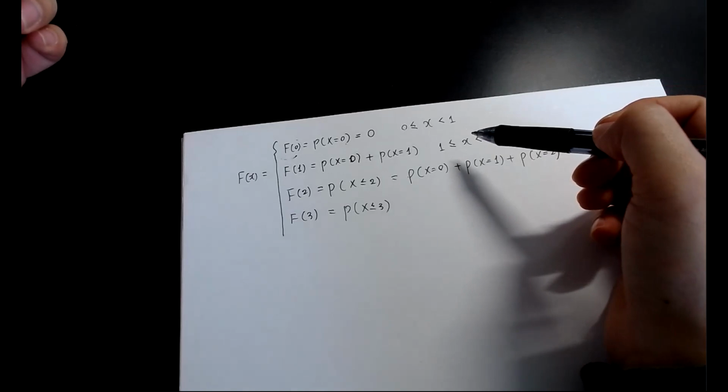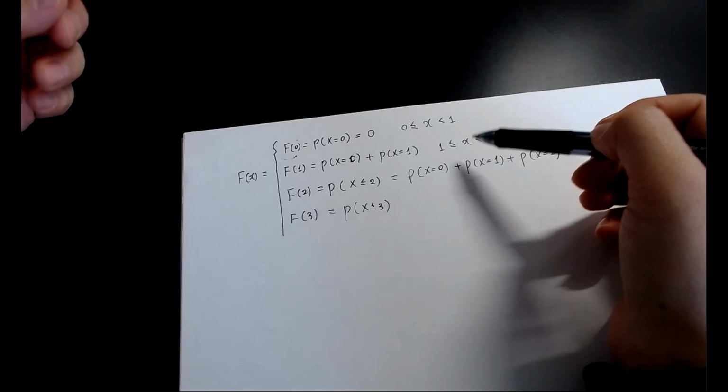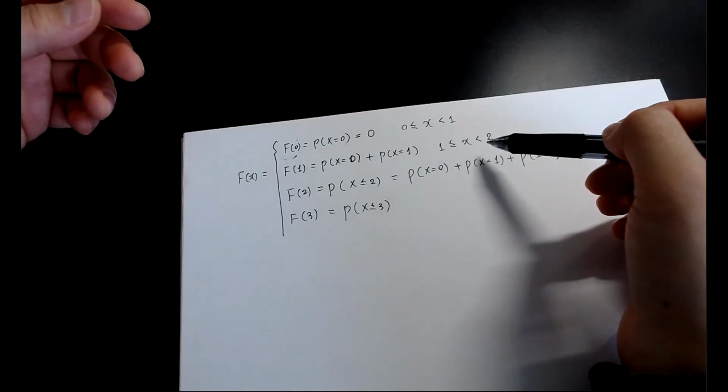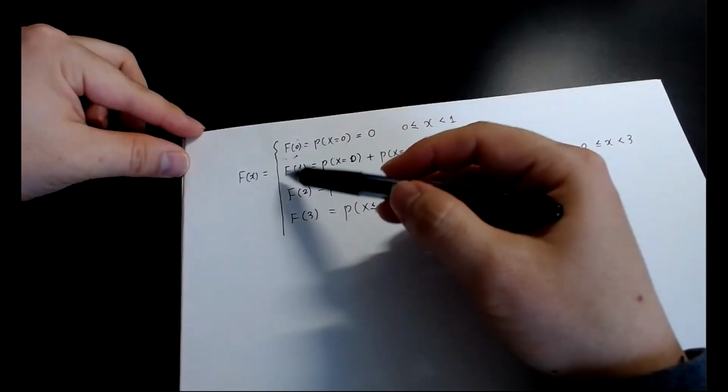Should be the integer, okay? I mean the natural number, because this is a discrete random variable. So x is greater than or equal to 1, less than 2. Then what number can x be? 1, right? So f of 1 is what?